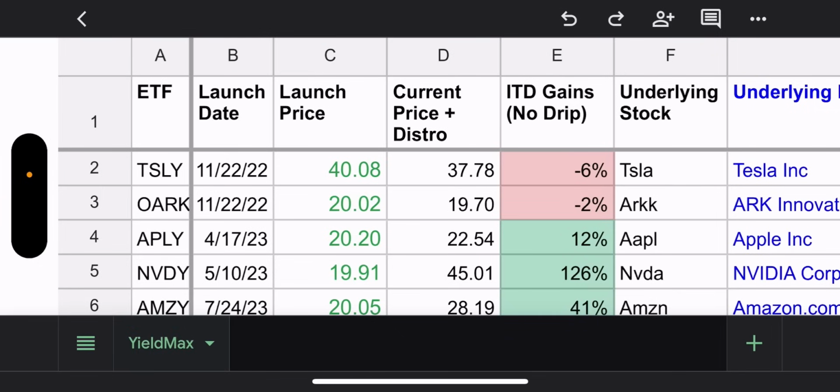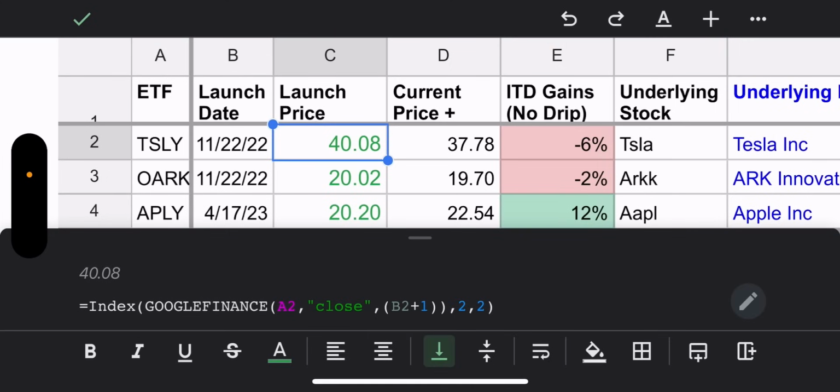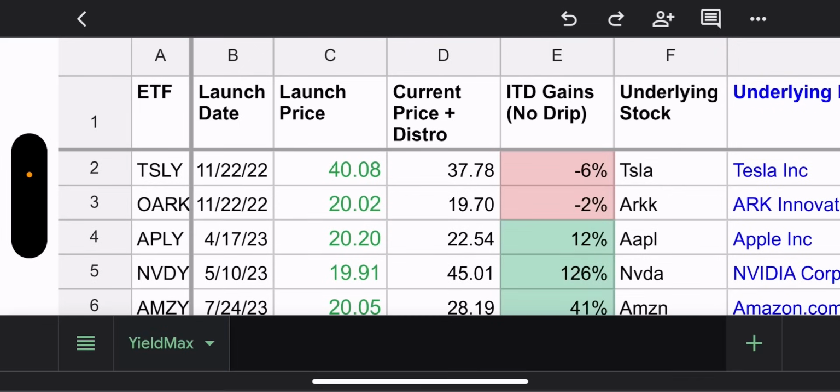Okay, so first I wanted to show you Tesley, because Tesley is obviously the most confusing with the reverse split that they did. So you'll see the launch price, it shows 40.08. Historical data will get adjusted when there is a reverse or forward split. This is just basically a Google Finance formula, and I'm pulling what the price of Tesley was as of the launch date. I'm not doing times 2 or anything. This is doing it itself.